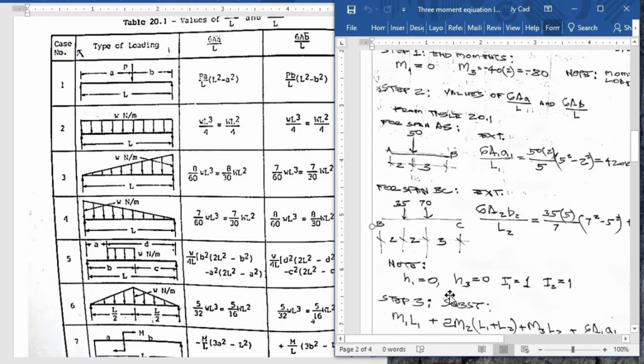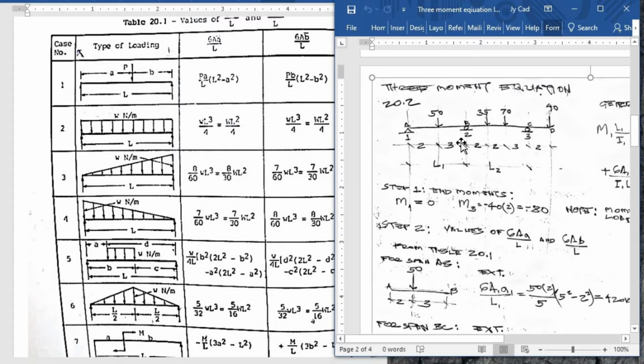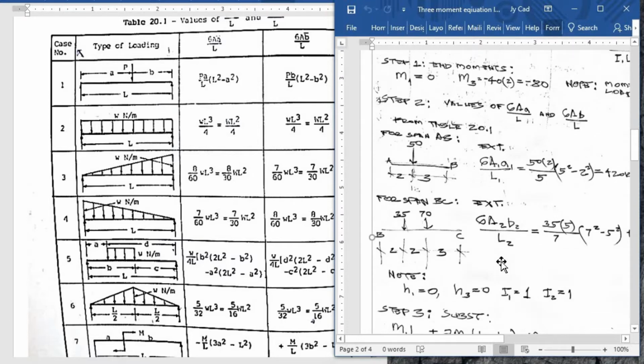Note, H1 and H3 is equal to 0. Yan yung vertical displacement. Ano? Kasi kung minsan yung support mo, merong displacement. At pag nag-displace, meron yang equivalent force. For this problem, 0 ang ating H. Tapos, yung kanyang moment of inertia is 1. Initially kasi, hindi given yung moment of inertia dito. Kaya, gagamit ka ng 1.